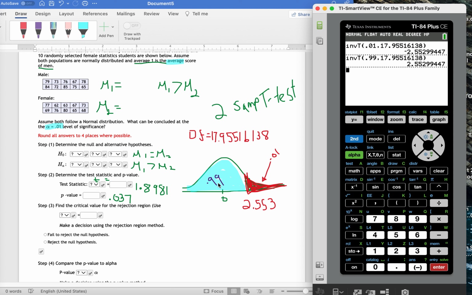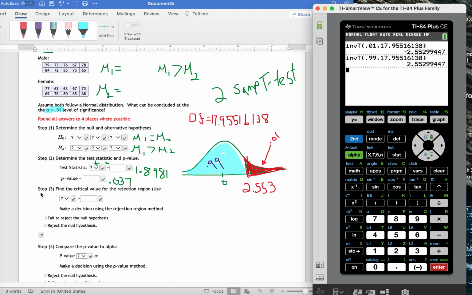So that's one way to keep in mind how to figure out whether it's negative or positive if you want to actually put in the area to the left. Or you could just always put in the alpha level and just keep track of whether it's a right-tailed or left-tailed test. You just have to keep track of that no matter which method you use.